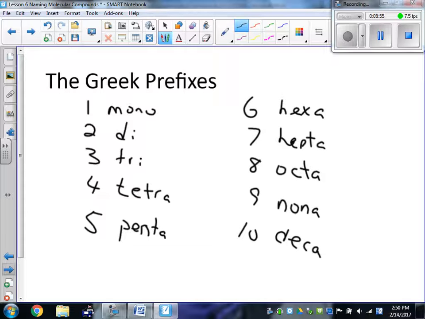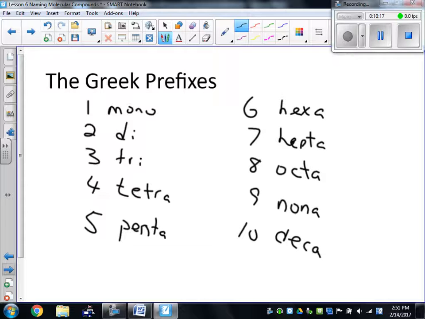Okay. Mono, di, tri, tetra, penta, hexa, hepta, octa, nona, deca. Okay. Are the Greek prefixes, or just basically the prefixes that we use. Okay. So we need to be aware of those. We do need to use prefixes with these. Okay.